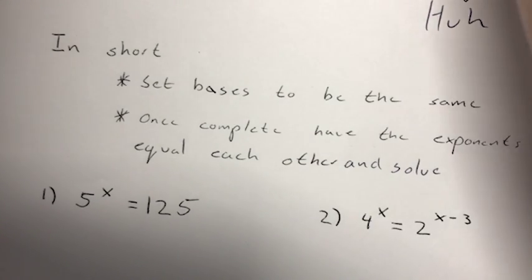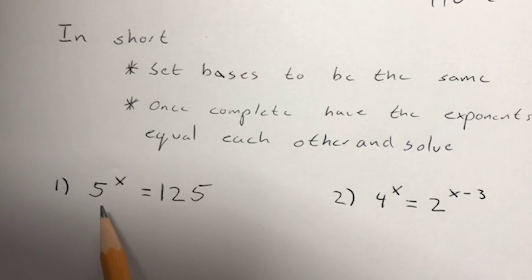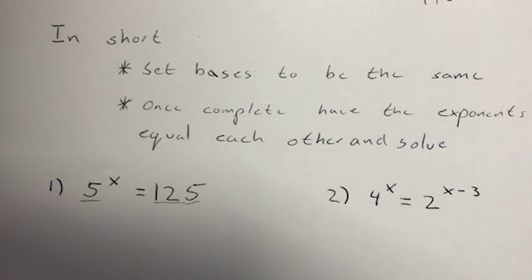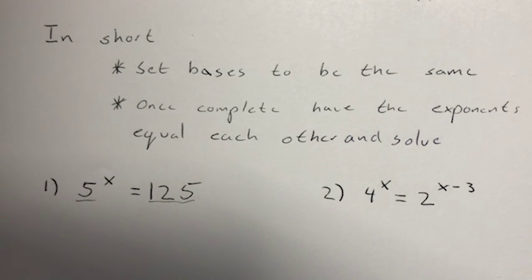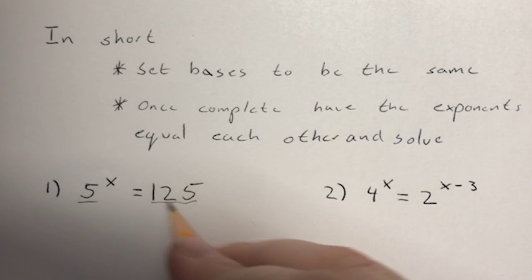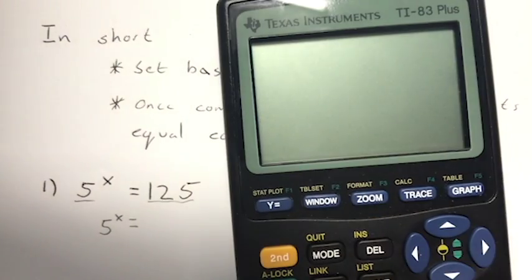So let's go to this very first one. It says 5 to the x power equals 125. Here's the problem that we've got. My base for this one is 5, where the base for this is 125. I don't want that. I need them to have the same bases. The easiest thing for me to do is to find out what this number is with a base of 5. So I'm going to write 5^x is equal to, and let's find out what happens.